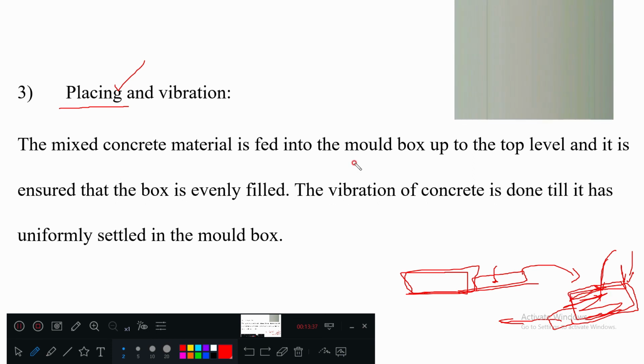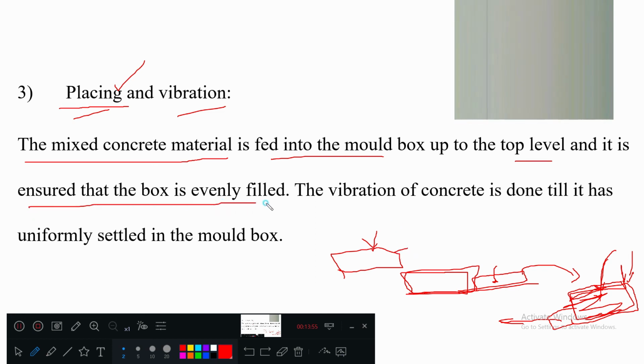So this step is the third step, that is why we are calling it placing and vibration. The mixed concrete material, whatever you have prepared, is fed into the mold up to the top level, and it is ensured that the box is evenly filled. Means you are placing it in the correct manner, evenly filled.